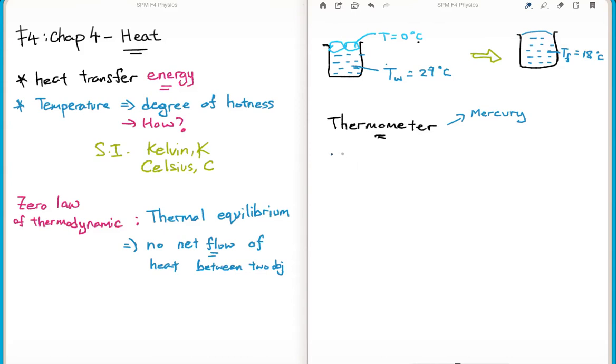So to measure temperature, you use a thermometer. So there are gas thermometers, mercury thermometers, resistance thermometers, and the thermocouple that I mentioned earlier. Of course, there is also infrared. We're not going into that high end.